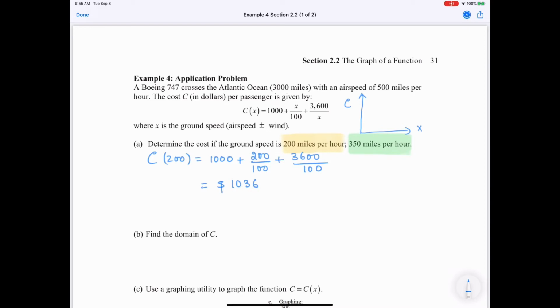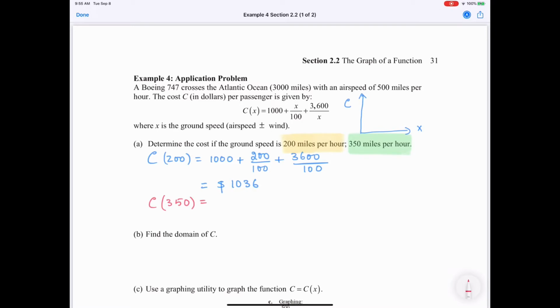Okay, so the second part of the question is asking me to find what the cost would be if my x, which is the ground speed, is 350 miles per hour. So I need to find what C of 350 is. I hope you can do that part. I will leave it up to you to finish that one.